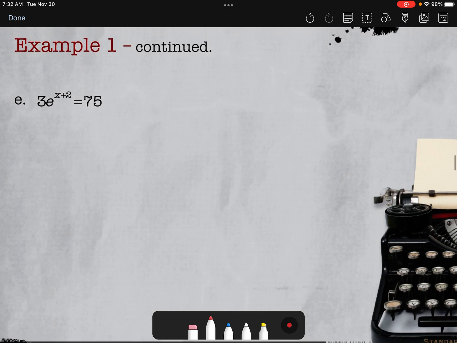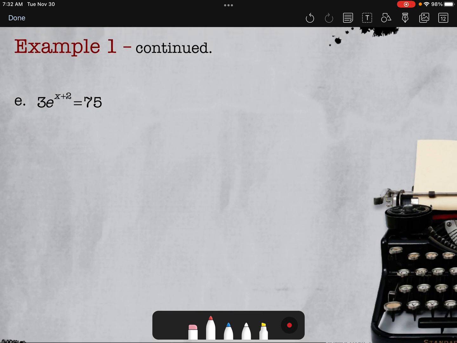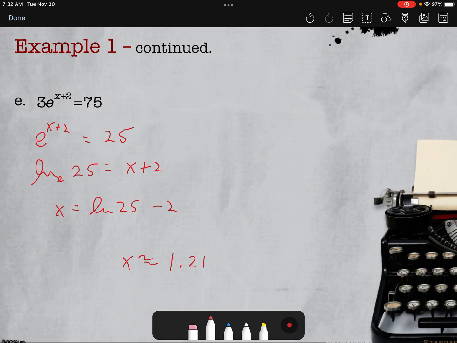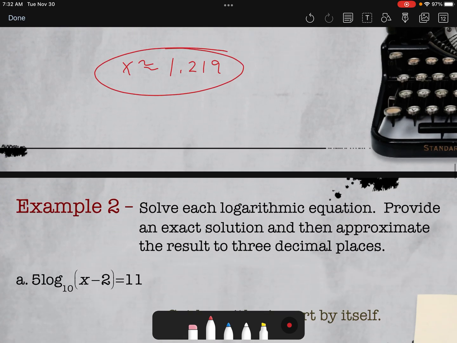Now this is one obviously where you're going to use a natural log because you have an e. So the first thing you would do is divide by 3. And then you can see that if you take the natural log of 25 is going to equal x plus 2 because your base is e. And then x obviously is the natural log of 25 minus 2. That's the exact answer. And if I put this into approximations, it's going to be about 1.219. So all we did is we went from an exponential to a logarithm.